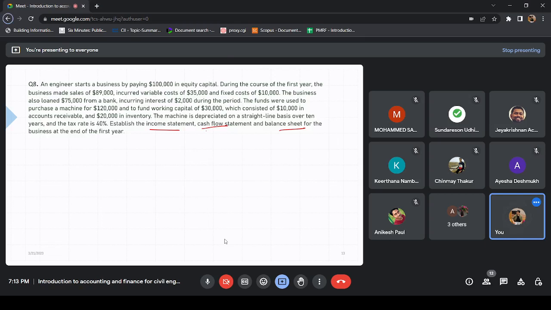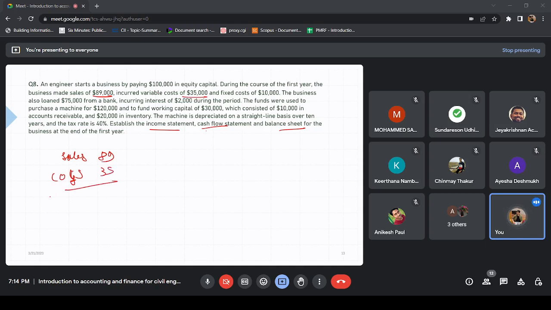Okay, let me try writing it out. If you guys follow, it would be easier. So we have got sales of 89. We have got cost of goods sold of 35. That makes your gross profit as how much? Yeah, 54. Now out of this, what have you spent?